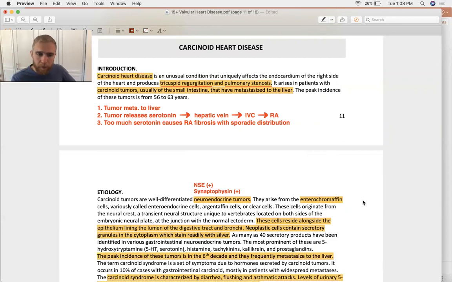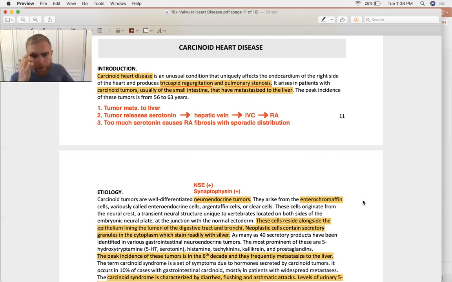You have to have a cancer first. That's step one in the pathogenesis of this disease. Step two is that the cancer is going to metastasize to your liver. And then from there, it's going to release serotonin and other vasoactive metabolites into the hepatic venules, and then they're going to go into the IVC, from the inferior vena cava into the right side of the heart. And then the gross excess of all these metabolites, specifically serotonin, is going to induce a reactive fibrosis within the tissues of the wall of the right atrium and right ventricle, and this can include the valve.